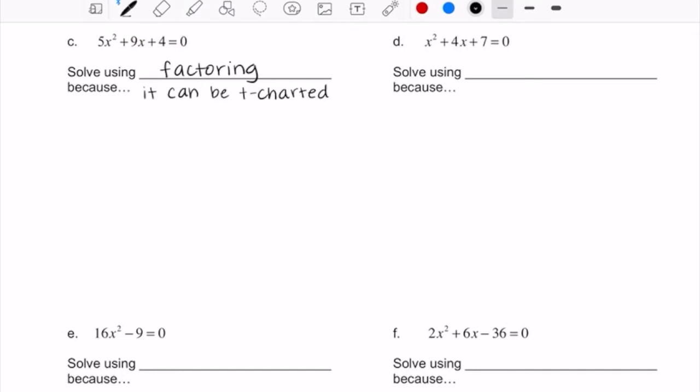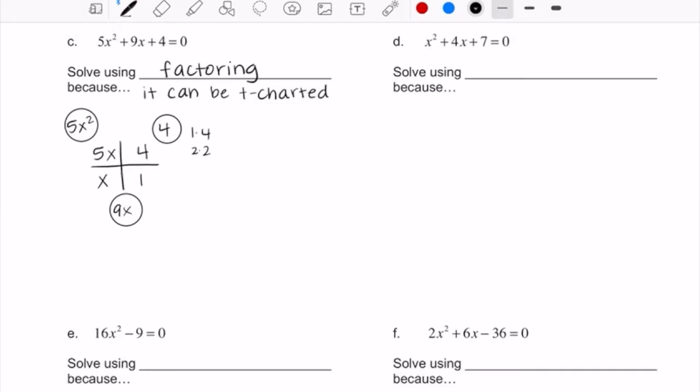Now this t-chart's a little bit trickier. I'm looking for two numbers that times to give me 5x squared, so that's going to be 5x and x, and then I'm looking for numbers that times to give me 4, but when I multiply the cross products with the 5x and the x, I have to get 9, and so that's how I'm going to decide that the 4 goes here and the 1 goes here.